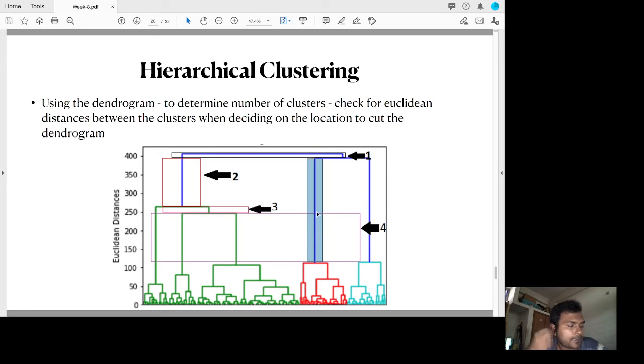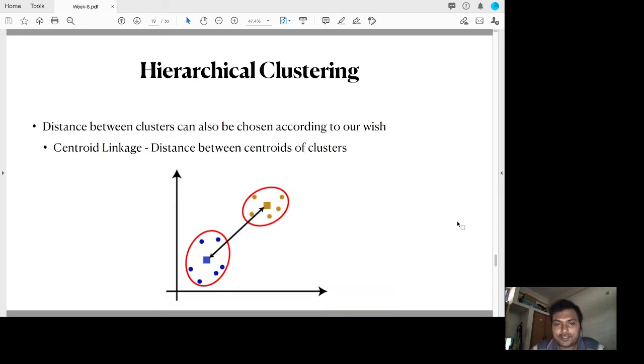To find the distance between 2 points, we are considering Euclidean distance. To find the distance between 2 clusters, we are taking this linkage approach: complete linkage or centroid linkage. What approach do we use between a point and a cluster? It's the same thing, right?